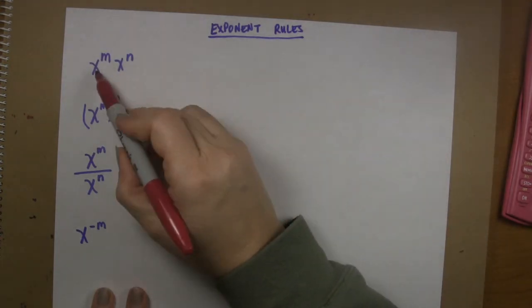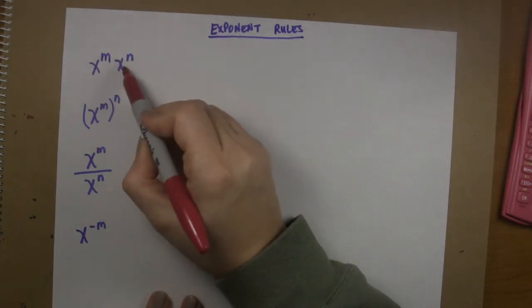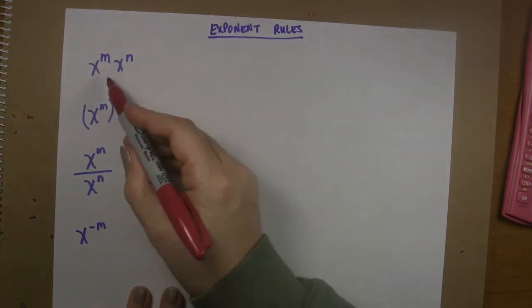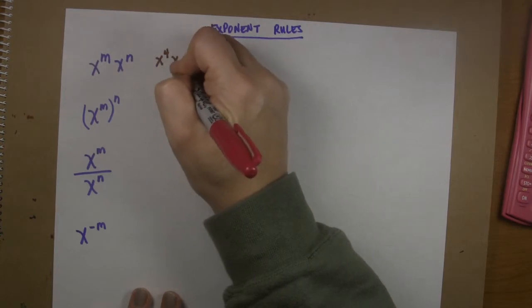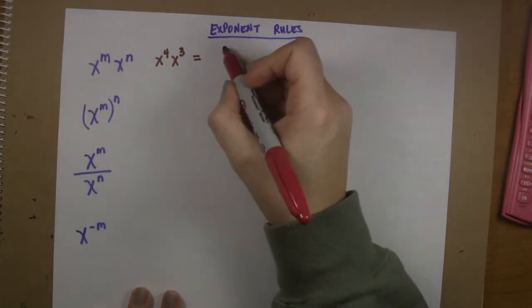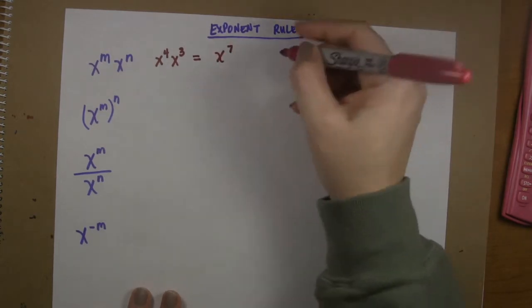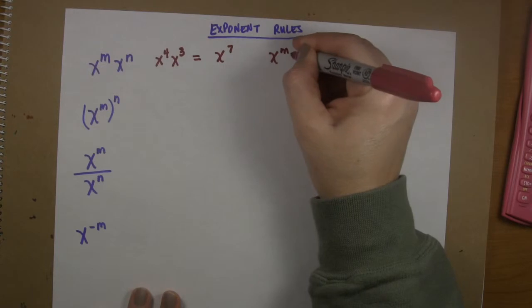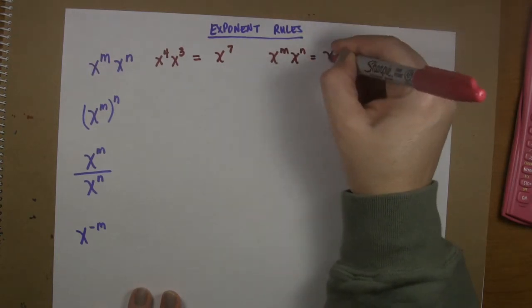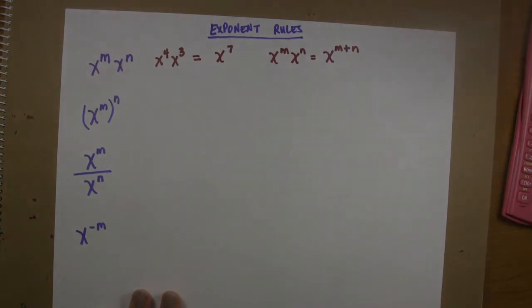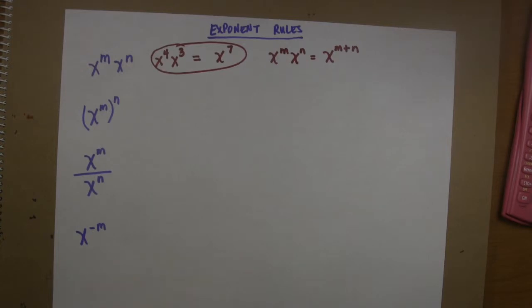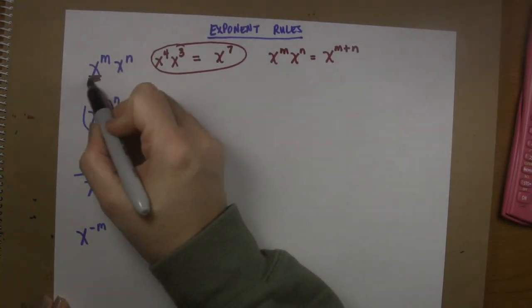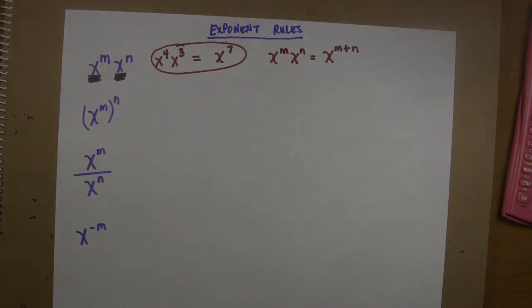So here we go. If you're multiplying x to the m times x to the n, so sometimes it's hard to look at numbers. So let's say that we're going to multiply x to the fourth times x to the third. That is going to be x to the seventh, because the rule is x to the m times x to the n equals x to the m plus n. So this is how we do multiplying. Please notice that your bases have to be the same. They must be the same. If they're not the same, then they can't be multiplied.